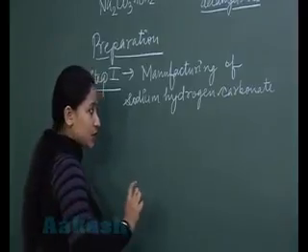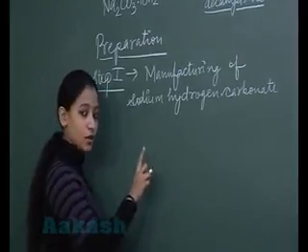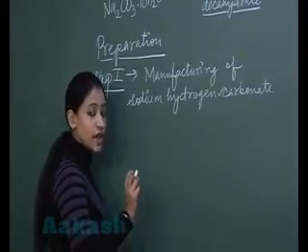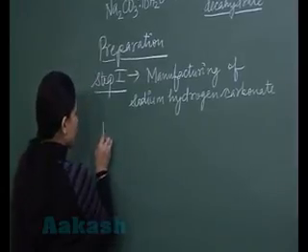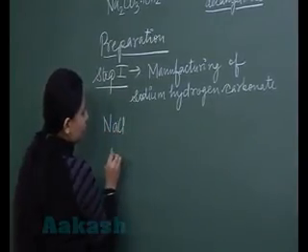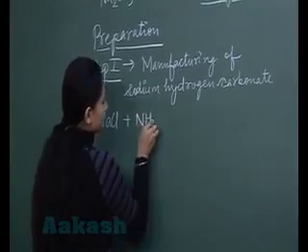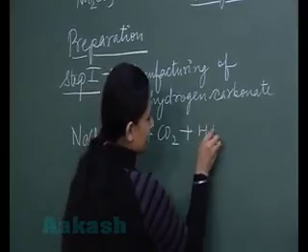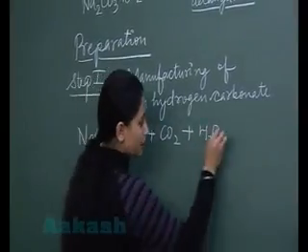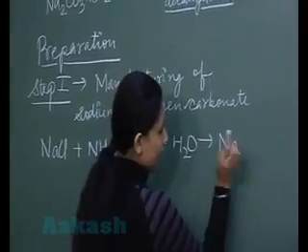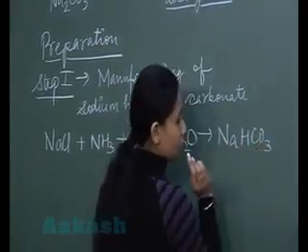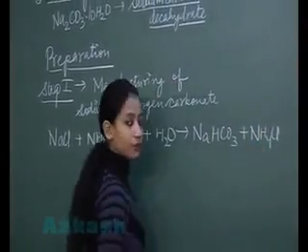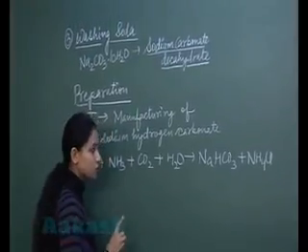Let us see. So students, in this step, sodium hydrogen carbonate is obtained by the reaction of sodium chloride with ammonia along with carbon dioxide and water. Sodium chloride reacts with ammonia, carbon dioxide and water, and when these four react with each other, we get sodium hydrogen carbonate along with the formation of ammonium chloride.